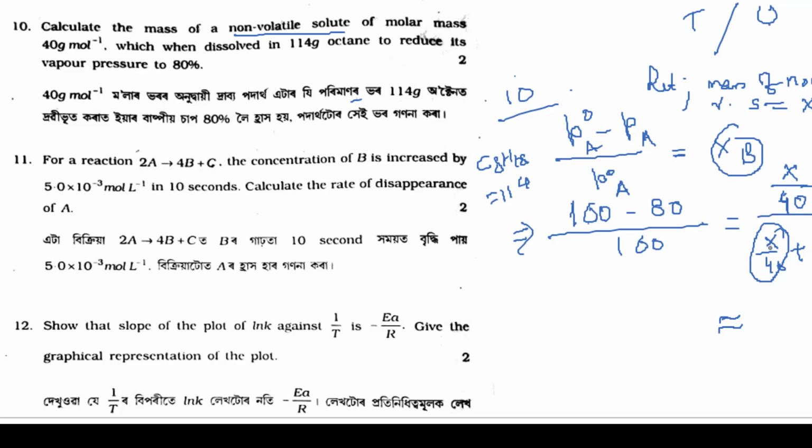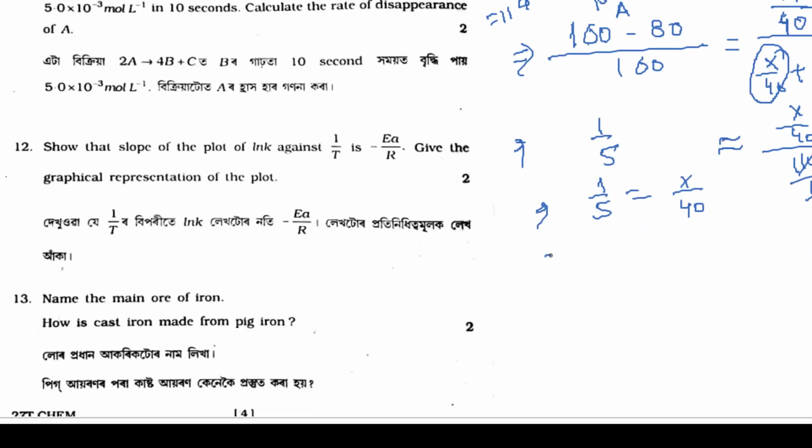In this condition we are adding a very small amount of solute, so the value of x is very small, and this term is very small compared to the larger term we divide by. So we neglect this term. The x by 40 remains on top, and after neglecting the term below it becomes 114 by 114, which is 1. Solving, 100 minus 80 is 20, by 100, that means 1 by 5. So 1 by 5 is equal to x by 40, where x is the mass of non volatile solute that we have to identify. So x is equal to 40 by 5, which is 8 gram.